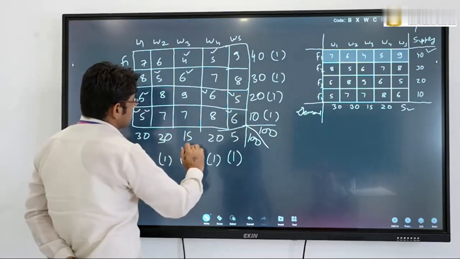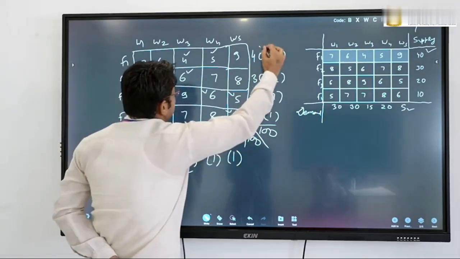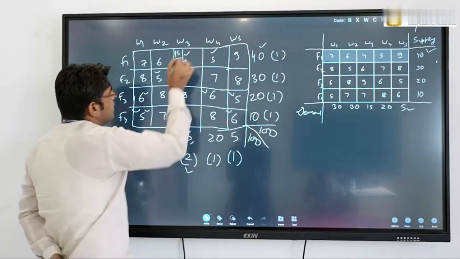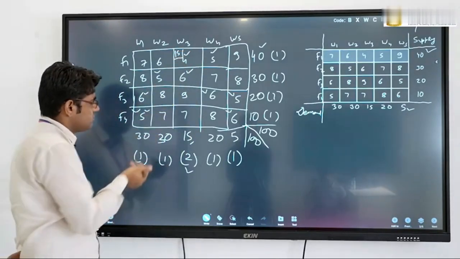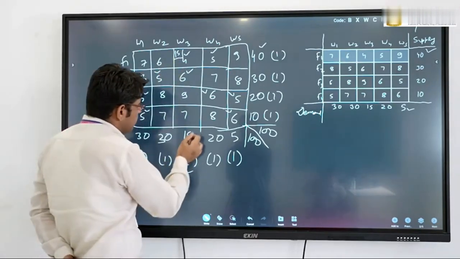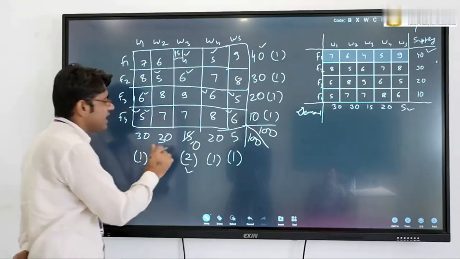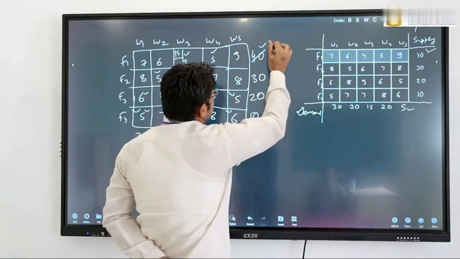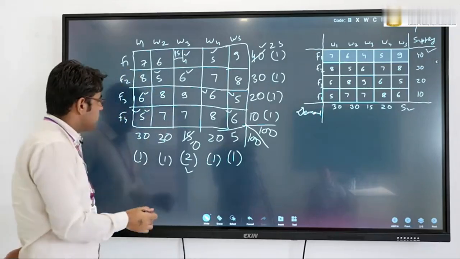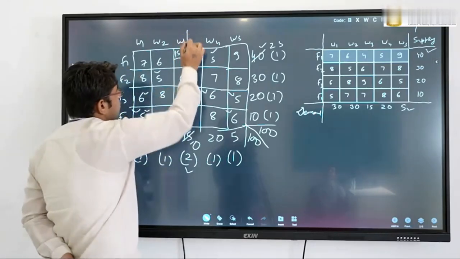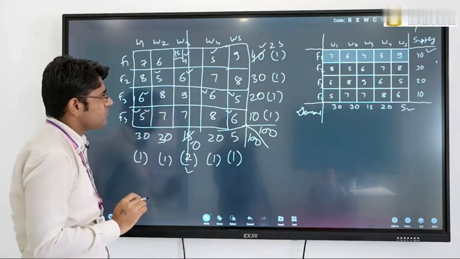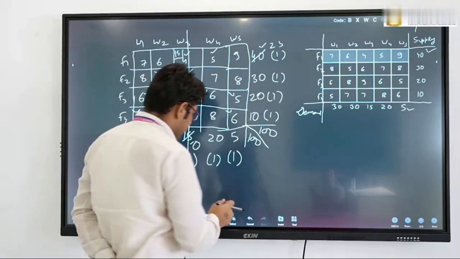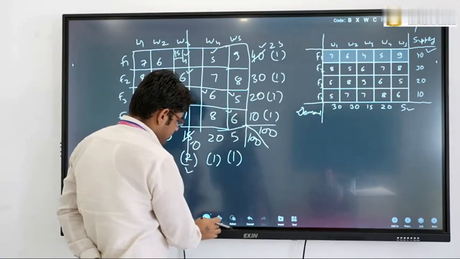Minimum of demand and supply. Here minimum of demand and supply is 15. So assign here 15. Now 15 minus 15 is 0. Demand is remaining 0, but supply is 40 minus 15, 25. So demand is 0, so now cross out this column. Now make another matrix. Now make the next matrix.